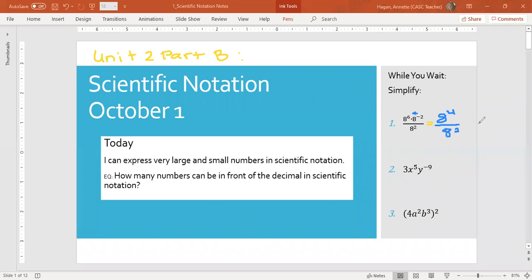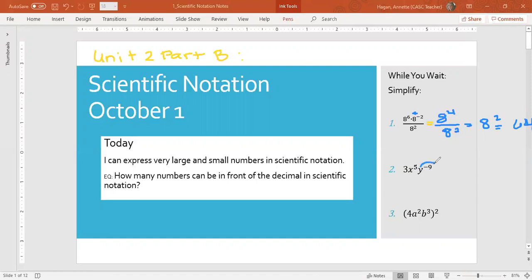And this is division. So we keep the base and we subtract the exponent. So we get 8 squared. And we actually know 8 squared. So we're going to simplify that to 64. Okay. All right, number 2, there's no product of powers or quotient of powers.